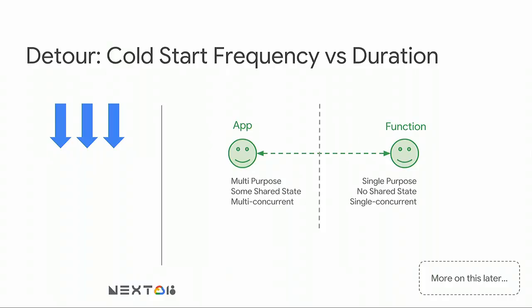Okay, so this makes the choice you're making between the primitives pretty important. If you're building something that is multi-purpose, so it has many endpoints, like imagine a RESTful API that has many endpoints. Maybe there's some shared state. Maybe you have a connection pool or some bit of memory that you're sharing between requests. And you want to deal with many concurrent requests at once because of this shared state, then you would err on the side of an app.